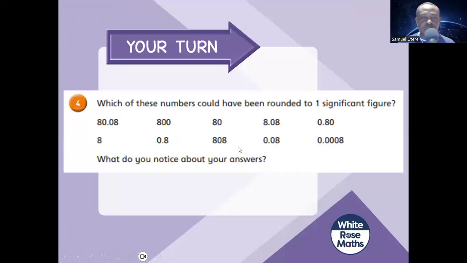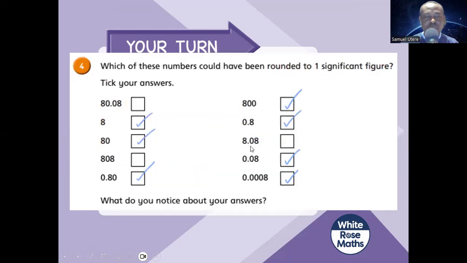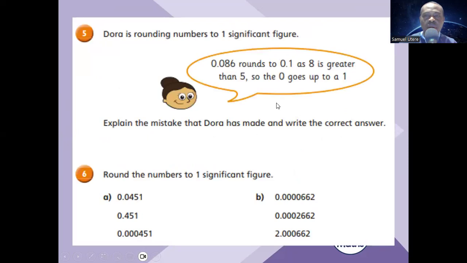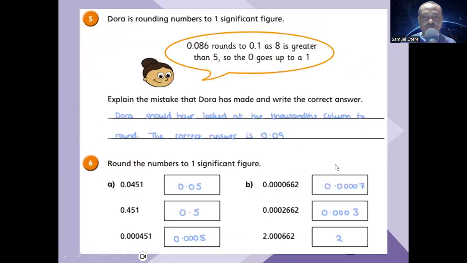Here are the questions for question 4. Pause the video and answer them. Assuming you've worked through this, here are the answers. So these numbers could have been rounded to one significant figure. Here are questions 5 and 6. Pause the video and answer the questions. Here are the answers.